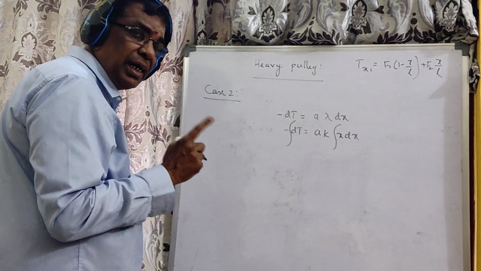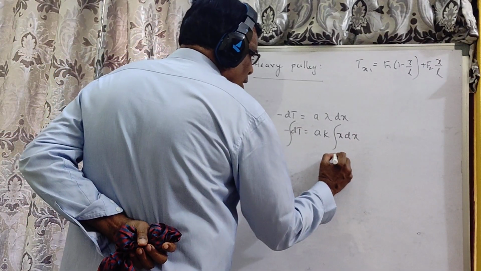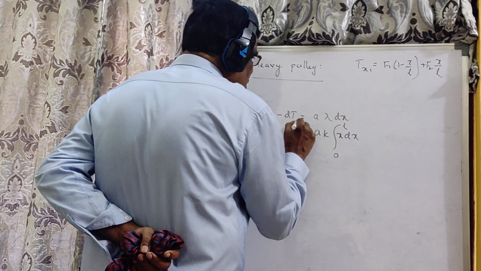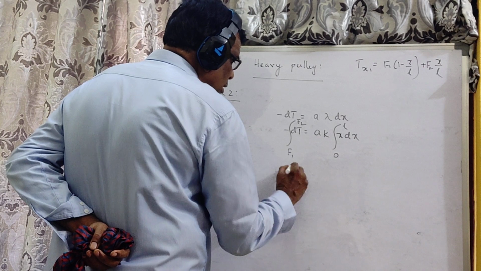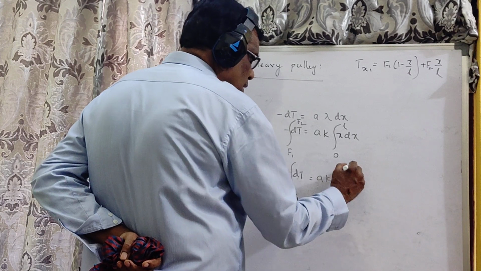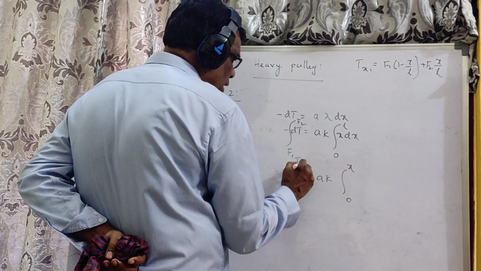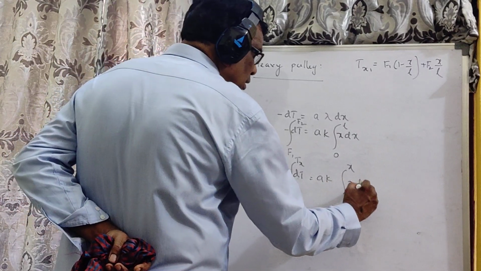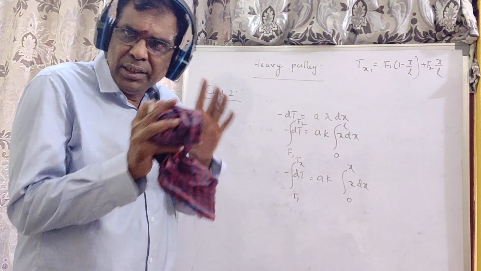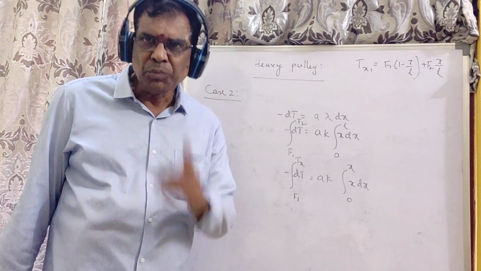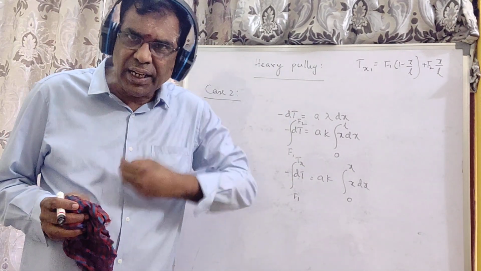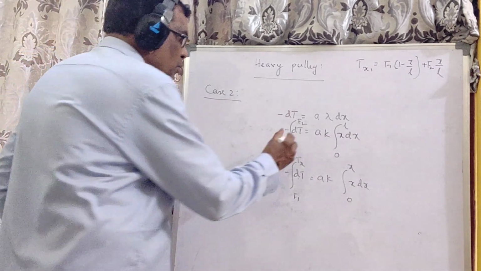While integrating here, I am telling you known values. At x equal to 0, T is F1. If x is equal to L, this is F2. I write again. F1, A, K, 0. This is x. This will be dx. Here it is x dx. With the same integration, apply two different sets of limits. One with both known values, in the other one the unknown value which we are interested to work out. That is why I am considering it like this.